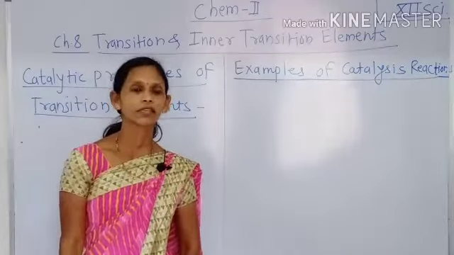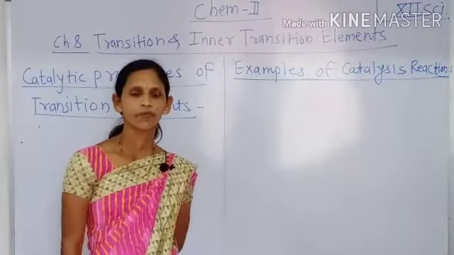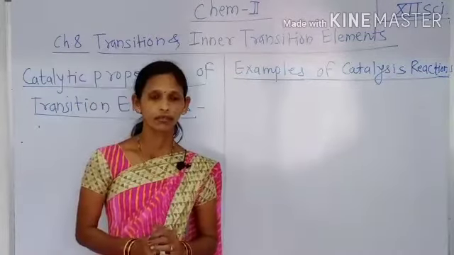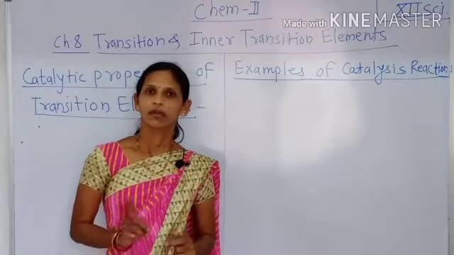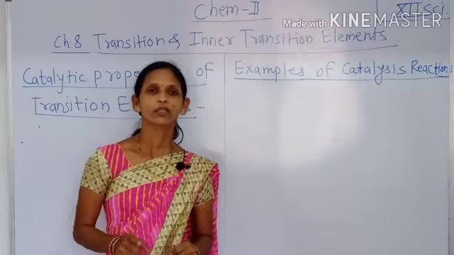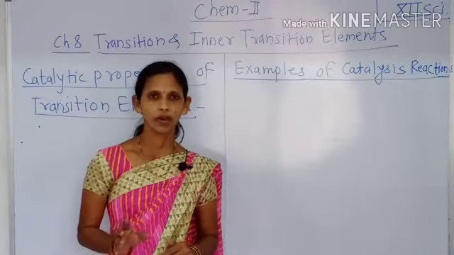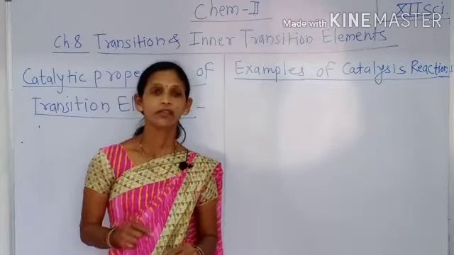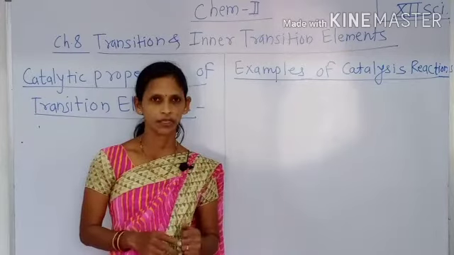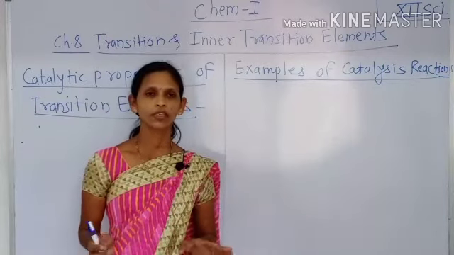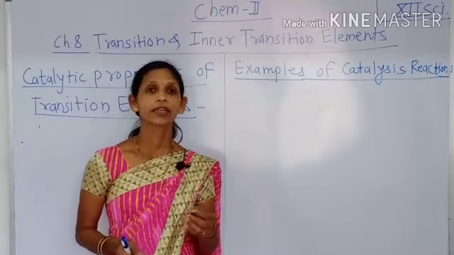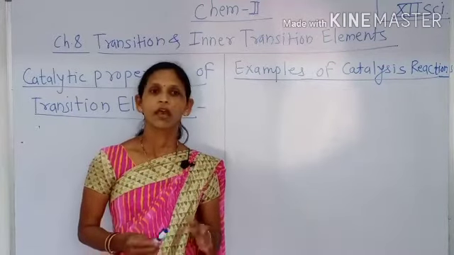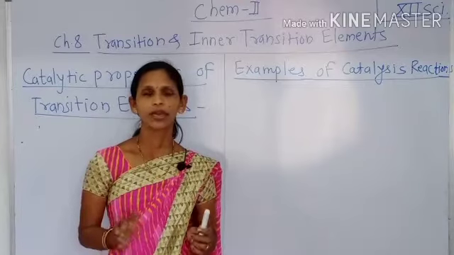Now we will discuss the next property of the transition elements, that is catalytic property. All of you know the transition elements are colored. Their n-1d orbitals are incompletely filled, with unpaired electrons, and most of the n-1d orbitals are vacant, and they possess variable oxidation states. As they possess variable oxidation states, they are used as catalysts. They play a role in the reaction as a catalyst, which means they have good catalytic property.